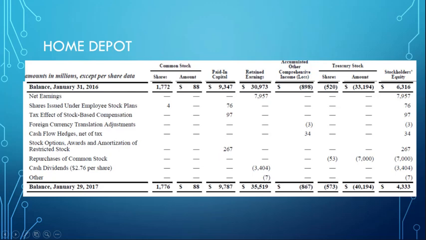In fact, that's what they authorized the board to spend, $7 billion. They bought as many shares as they could for $7 billion. And so the debit to treasury stock was $7 billion. It went from 33,194 to 40,194, and the credit would have been to cash. So that's the treasury stock method, or the cost method.